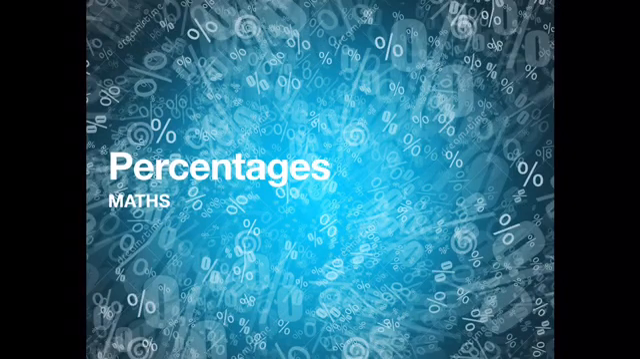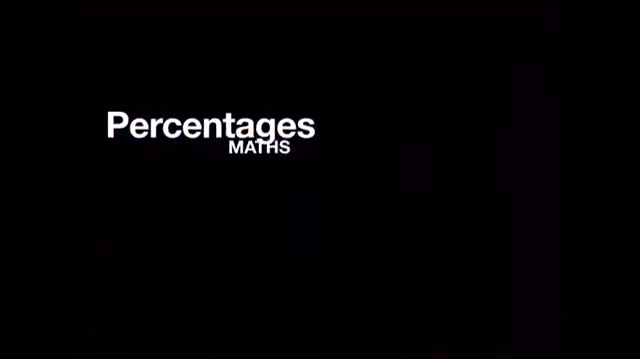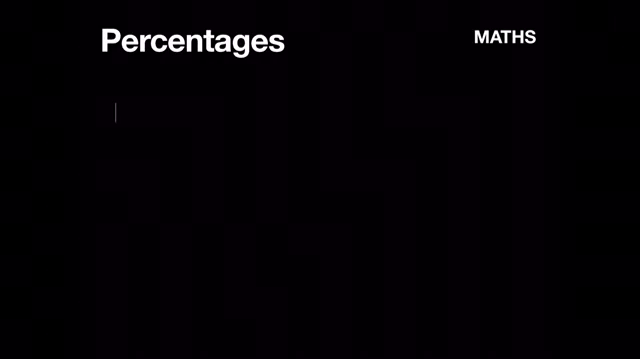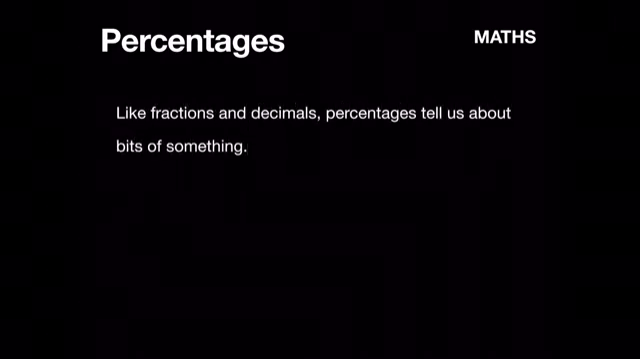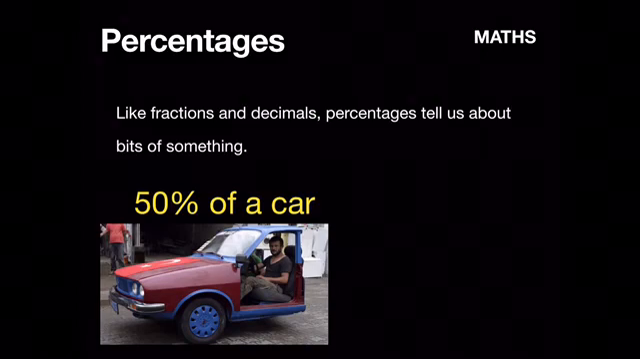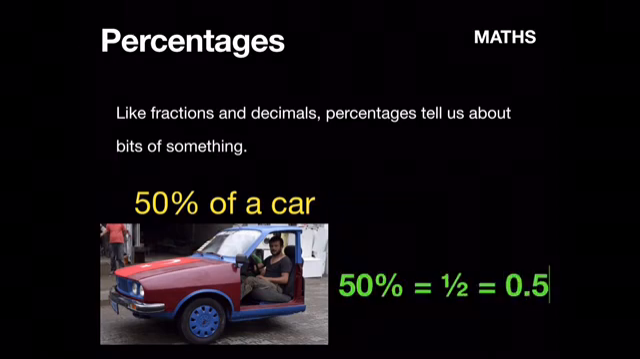So today for our maths work, we're going to be looking at percentages. Like fractions and decimals, percentages tell us about bits of something. So for example, if we talk about 50% of a car, it would look like that. It's just half a car. So as you probably already know, 50% is the same as a half, or 0.5 as a decimal.